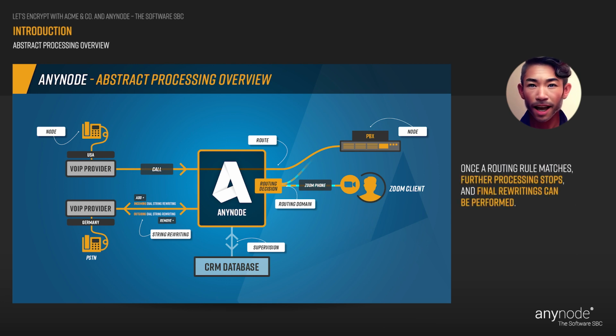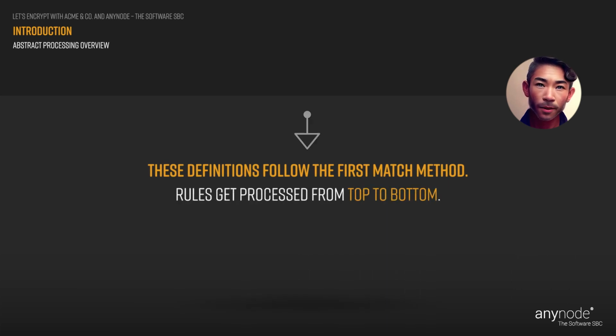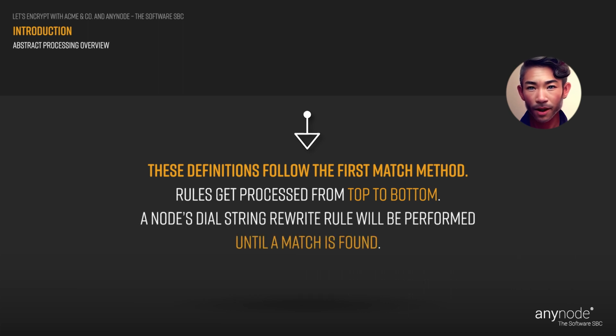Once a routing rule matches, further processing inside the routing table stops, and final rewritings of the source and destination dial strings can be performed with the outgoing dial string rewrite rules. All these definitions follow the first match method, and rules get processed from top to bottom. A node's dial string rewrite rules will be processed until a match is found or until there are no matching rules in the dial string rewriting and mapping table.